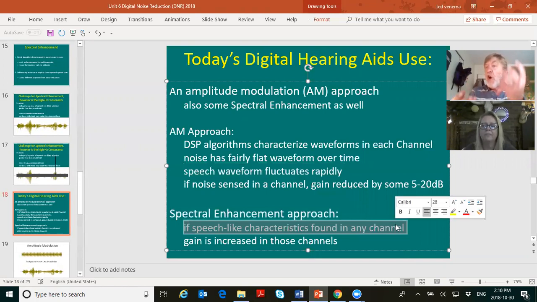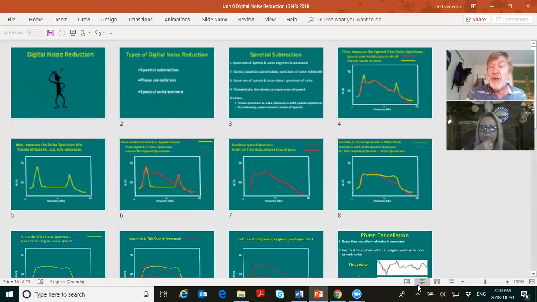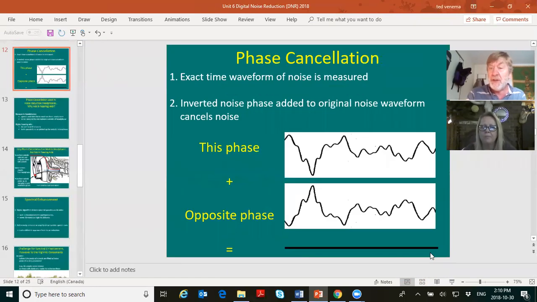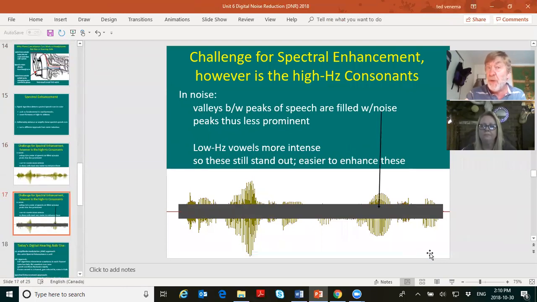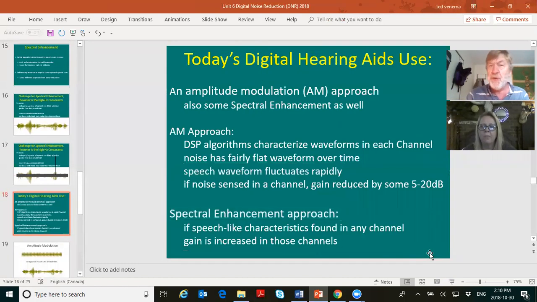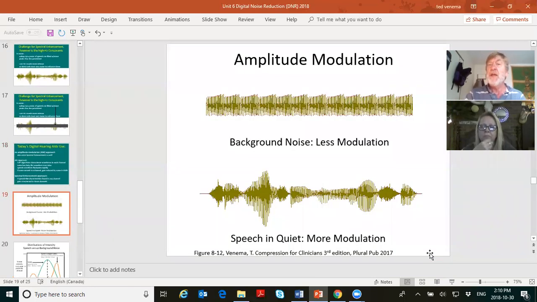So we use kind of a combination between amplitude modulation and spectral enhancement. But remember, spectral enhancement isn't really working all that well either. So this is not a panacea. It's not a big gift from God. It's an approach that's kind of used. But let's look at amplitude modulation. Here it is. Background noise would be on the top. There's its waveform.